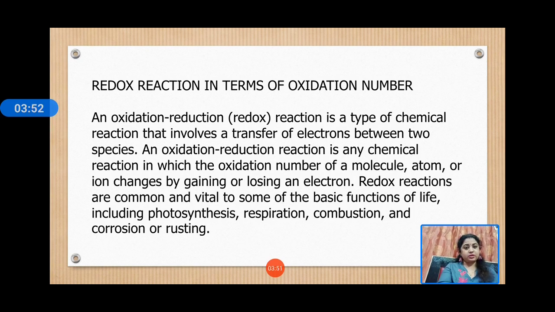Let's proceed to redox reaction in terms of oxidation number. A redox reaction is a type of chemical reaction that involves a transfer of electrons between two species. An oxidation-reduction reaction is a chemical reaction in which the oxidation number of a molecule, atom or ion changes by gaining or losing an electron. Redox reactions are common and vital to some of the basic functions of life, including photosynthesis, respiration, combustion, corrosion or rusting.